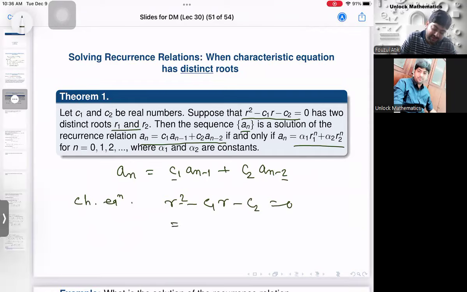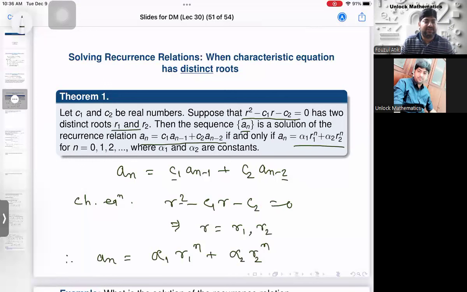So if you solve it, because it's a quadratic equation, you will get two roots. If the roots are distinct, r1 and r2, two different roots, then according to this theorem, the general solution is a_n equal to alpha1 r1^n plus alpha2 r2^n. What is unknown here? r1 and r2 we already found. But alpha1 and alpha2 are new terms, which we'll find with the help of the initial values. So this is the theory behind it.